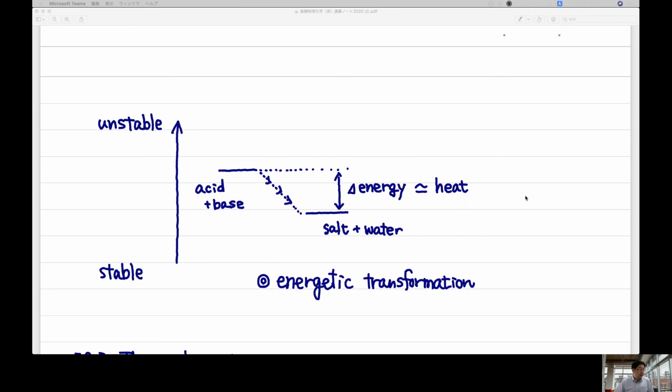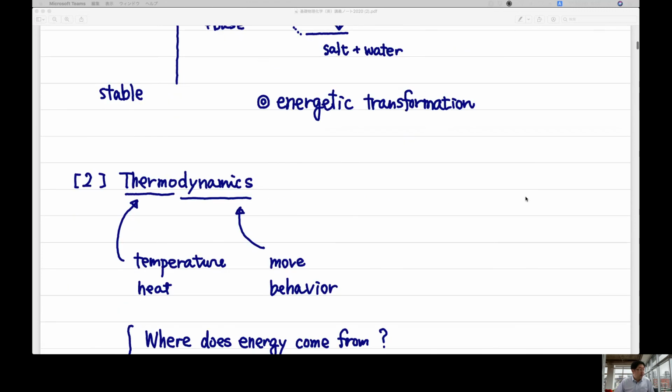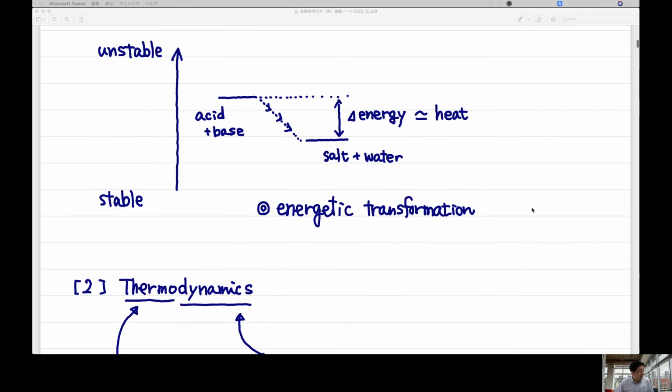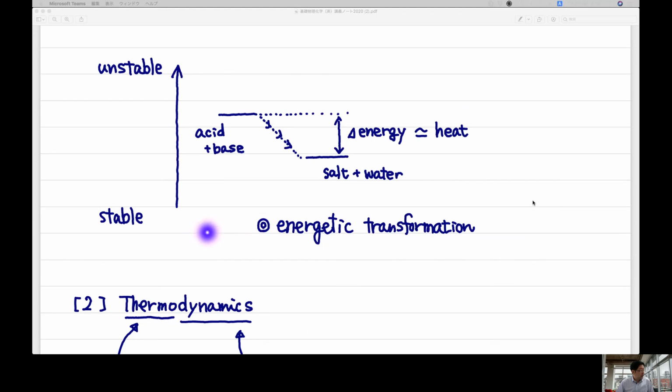To understand this correctly, we need to understand the thermodynamics of the chemical reaction. Thermal means temperature and heat, okay? And dynamics means movement or behavior. So if we can understand the temperature behavior or heat behavior of the chemical reaction, we can completely understand this kind of phenomenon of the chemical reaction.